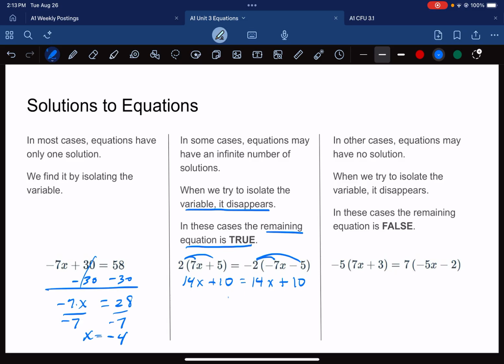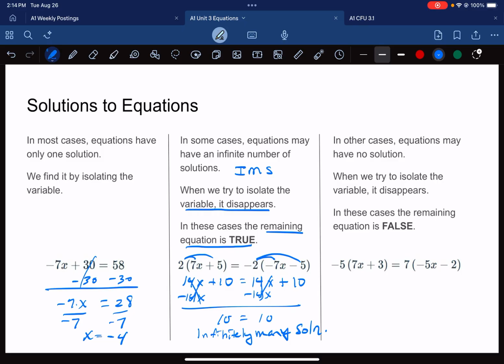And you notice here, if I get my x terms on the same side of the equation by subtracting 14x, they cancel on both sides, and that leaves me with 10 equals 10. Well, that is a true statement. This remaining equation, 10 equals 10, is true because 10 equals 10. So you would say this has infinitely many solutions. Okay, so when it has an infinite number, we can often write IMS as infinitely many solutions to abbreviate that, because it's a lot to write out.